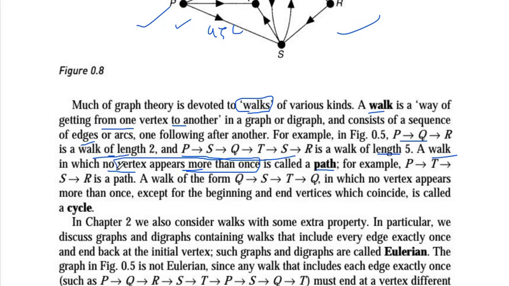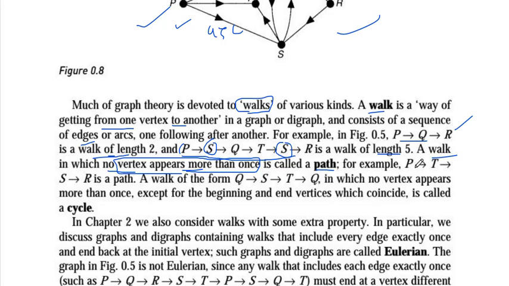Vertices only appear one time. Here, PQR is called a path, but here you see that S appears 2 times. So we do not call this a path. The definition of a path is that no vertex appears more than once.